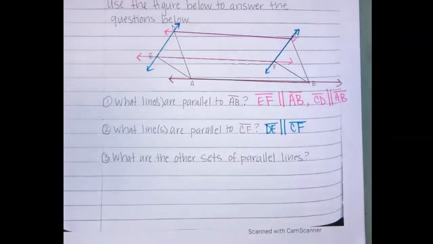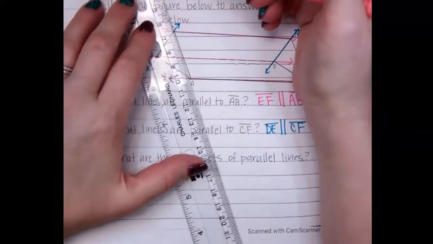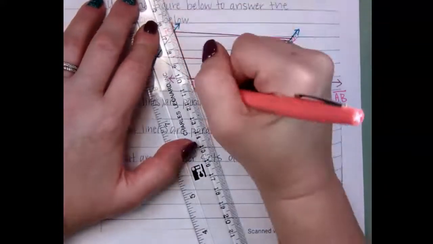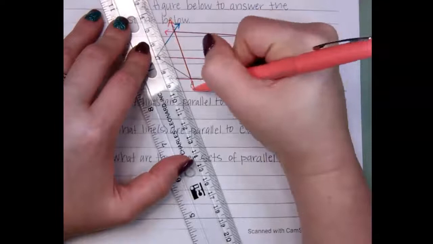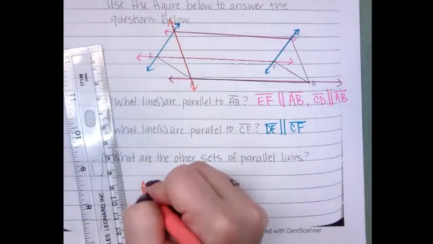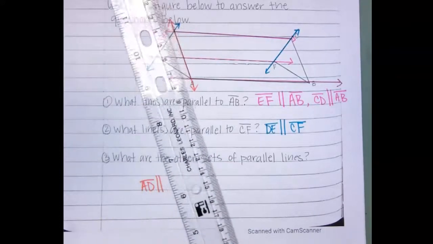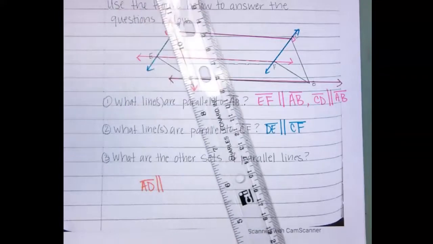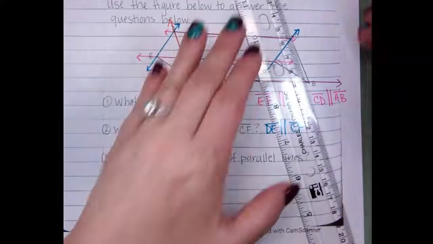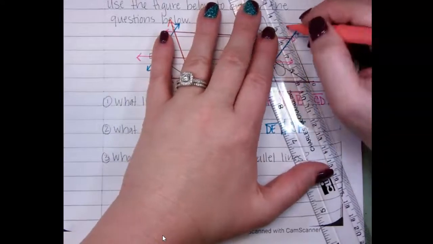All right, so you now can go find some more parallel lines. Let's see what we got. What about AD? What would be parallel to AD? How about this one here? What is parallel to AD? What do you think? Yeah, CB. That one.